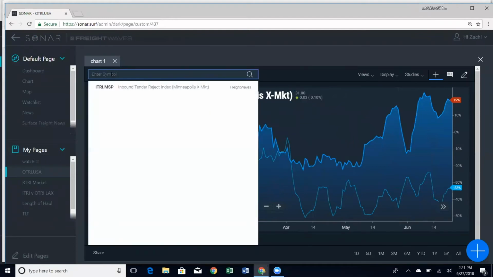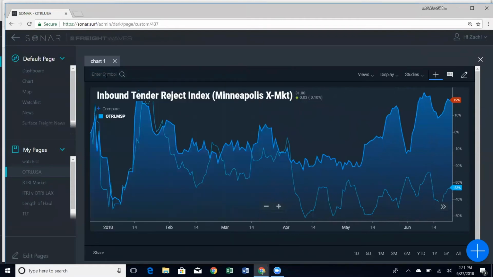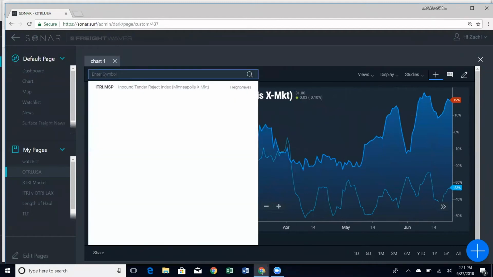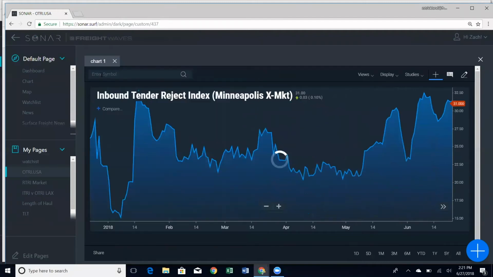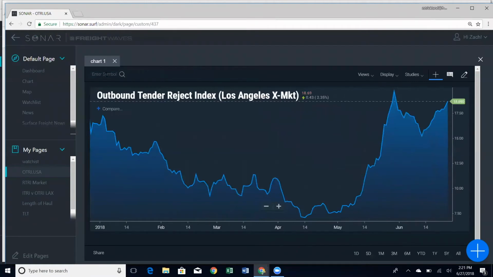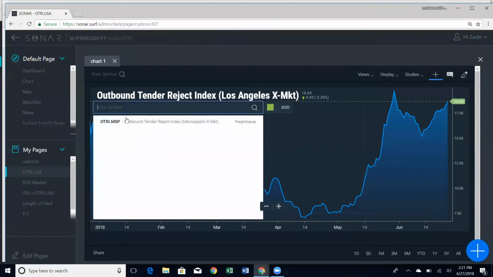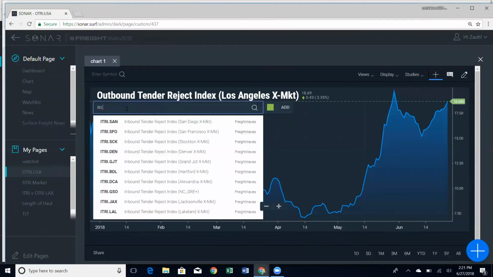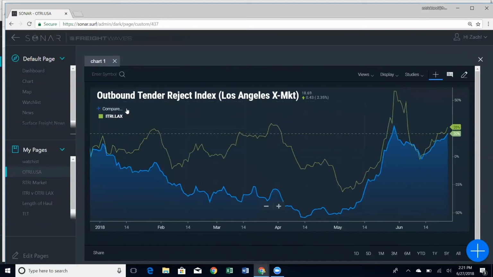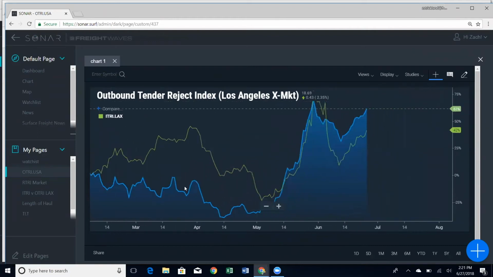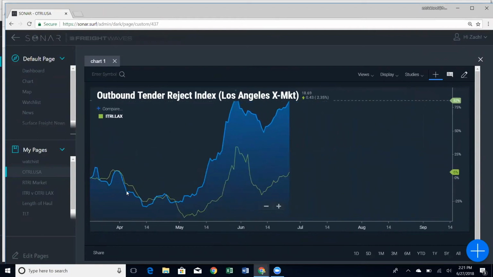So I think next we wanted to look at a market that operates at more of an equilibrium, and hopefully give us some commentary as to why that may be, as we pull up our outbound tender reject index of the Los Angeles market. So yes, I'm going to pull up the Los Angeles market. This market should be one of those that's going to have its ebbs and flows, but it should be pretty clear that it is a very stable market in terms of coming in and out.